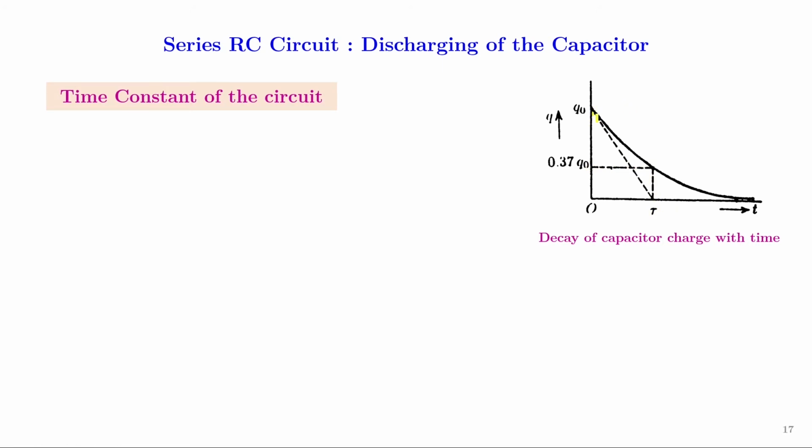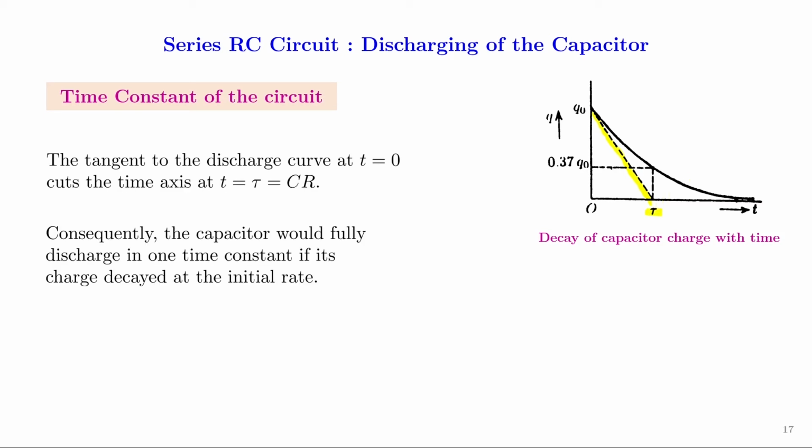As before, when we draw a tangent to this exponentially decaying curve at t equal to 0, this line cuts the time axis at t equal to τ. Consequently, the capacitor would fully discharge in one time constant if its charge decays at the initial rate.